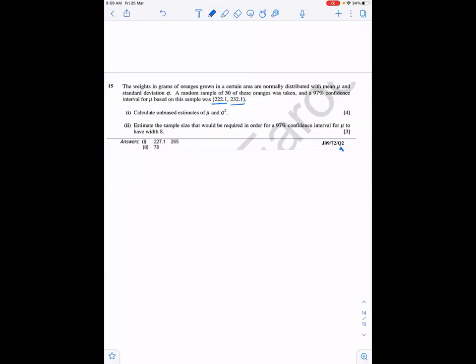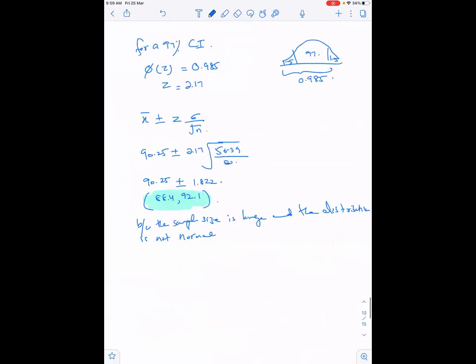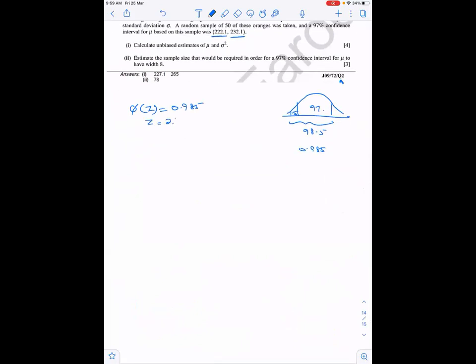You know the formula for the lower limit is mean minus the value of z. This is a 97% confidence interval. Let's find out the value of z first. Phi of z equals, if it is 97%, that means 1.5% here, 98.5%, which is 0.985. Phi of z is 0.985, which we found out to be 2.17 in the previous question. Yes, 2.17. Okay, so z is 2.17.